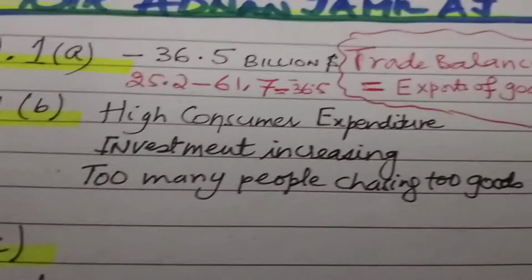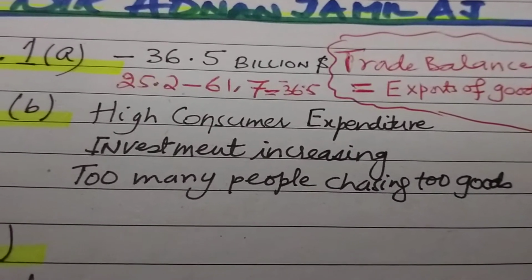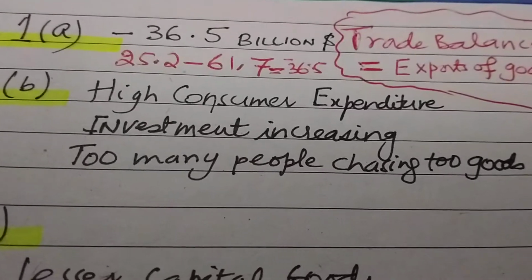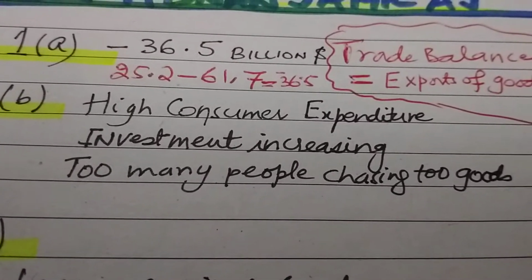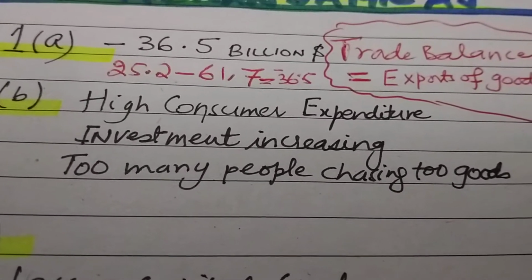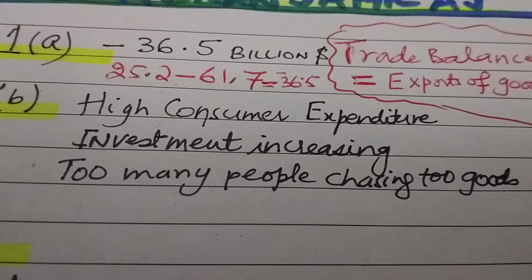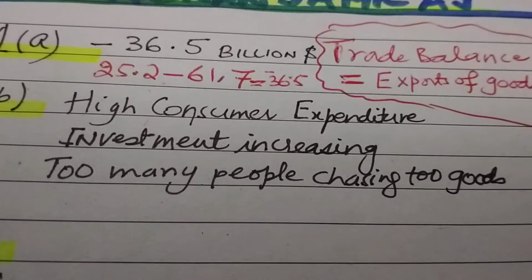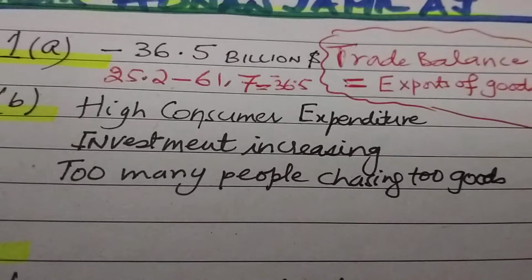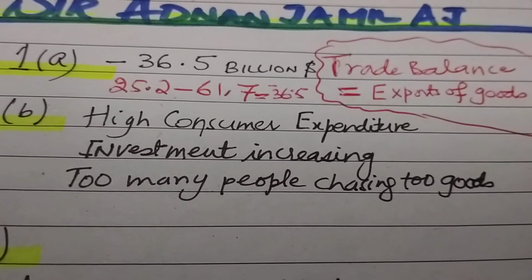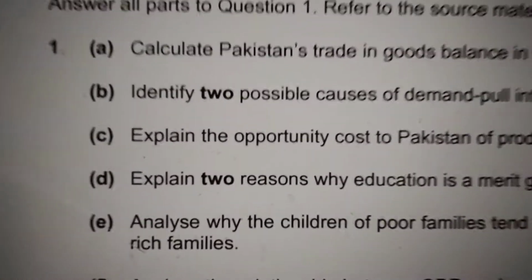So in my answers you can see that I have written high consumer expenditure, investment is also increasing, and that will also create high purchasing power of the people as their incomes are increasing. Then "too many people chasing too few goods" is one of the very good sentences related to demand-pull inflation.